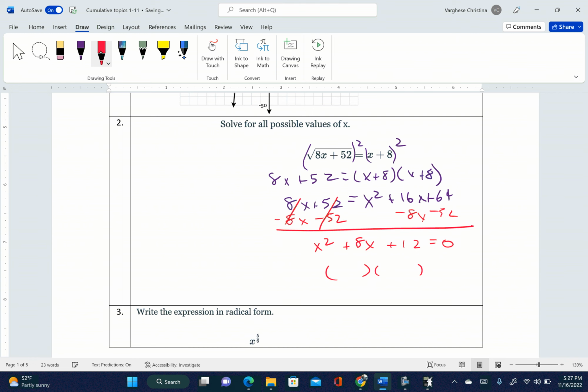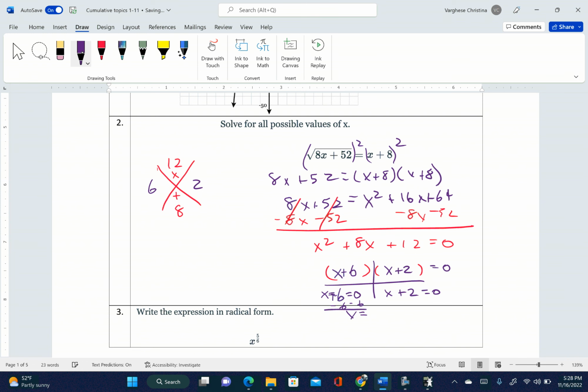Double bubble. We're looking for two numbers that multiply to give us 12 and that add to give us 8. And those numbers are 6 and 2. So what do we do with those numbers? We go x plus 6, x plus 2 equals 0. You set both equal to 0. So you have x plus 6 equals 0 and x plus 2 equals 0. To solve, subtract 6 from both sides, you get x equals -6. And if you do minus 2 on this side, you get x is equal to -2.